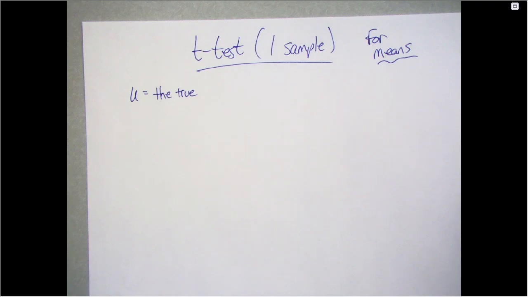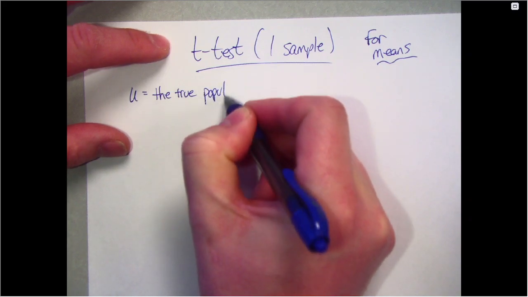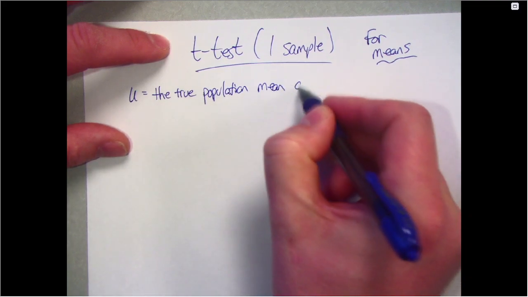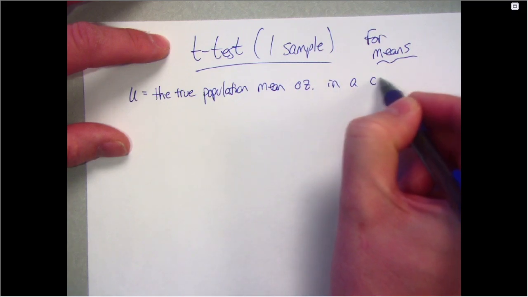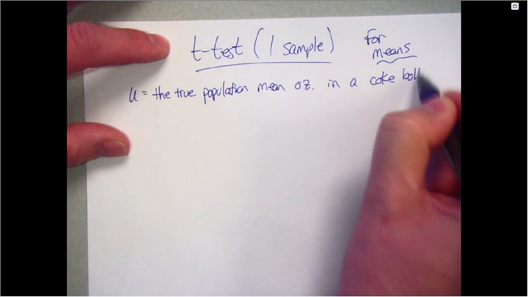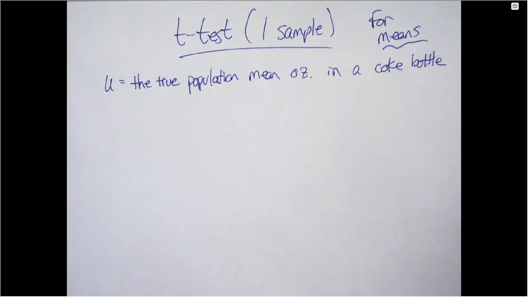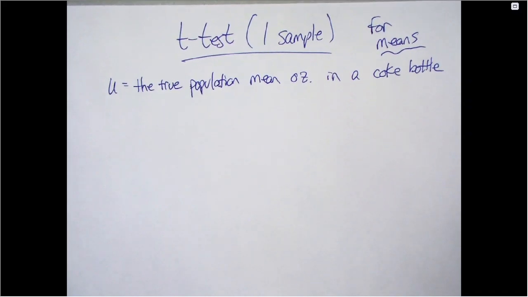I think that Coke is screwing us over. They're not giving us 20 ounces in a 20-ounce cup. So this is going to be the true population mean ounces in a Coke bottle. Because, you know, if they could put like 19.8 in there and say 0.2 ounces over billions of cans, that would make a big difference for them.